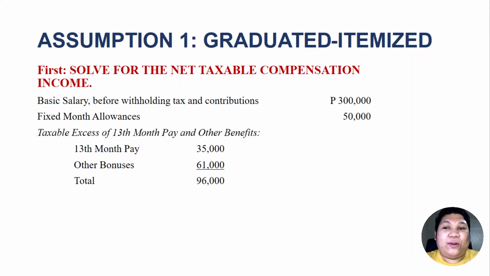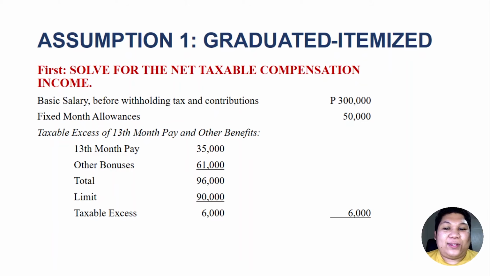But you might be asking, what if Juan here is a rank and file and not a manager or holding a managerial position? Then if that's the case, we will have to add that amount here in the 13th month pay and other benefits, subject to the limit of 90,000 pesos. Because as a rank and file, that fringe benefit will not be subject to fringe benefit tax. Okay? So, the total amount is 96,000 pesos and the exemption limit is only 90,000 pesos. So, therefore, there is a taxable excess of 6,000 pesos.